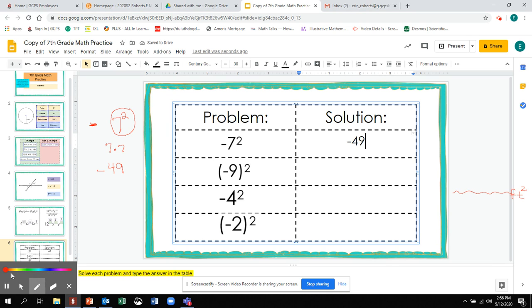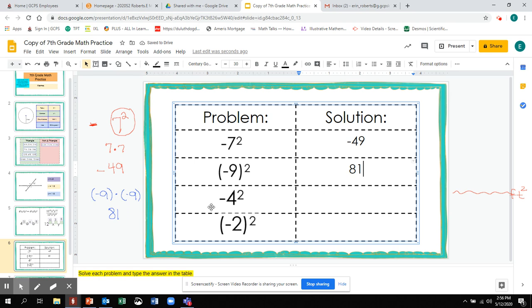For negative 9 to the second power, this negative 9 is in parentheses, so that means that I'm doing negative 9 to the second power. And negative 9 to the second power means negative 9 times negative 9. Well, I know that a negative times a negative is a positive, and 9 times 9 is 81. So this answer is going to be positive 81.